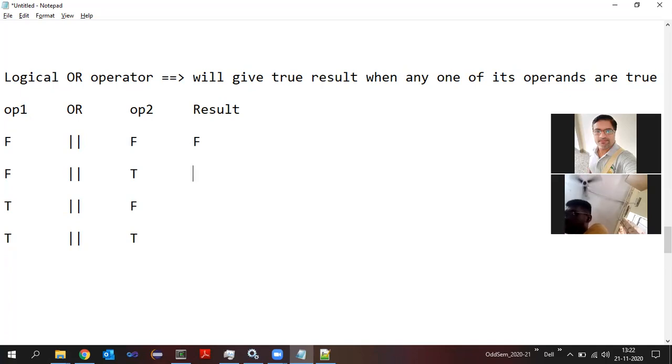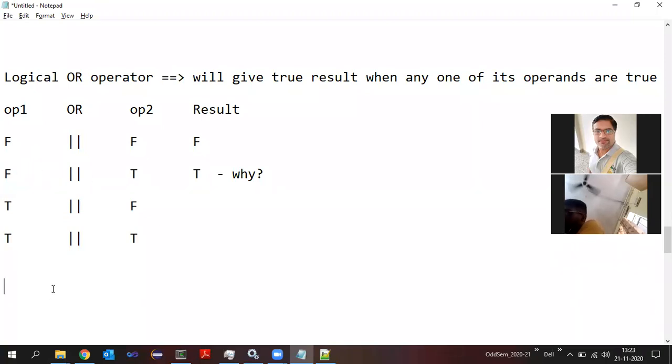True, the result will be true. If one operand is true, it will give a true value. I will explain why this is. Logical OR is something what? When any one of the operands is true, the result is true. That is, this is also true. See, this is false, this is true.